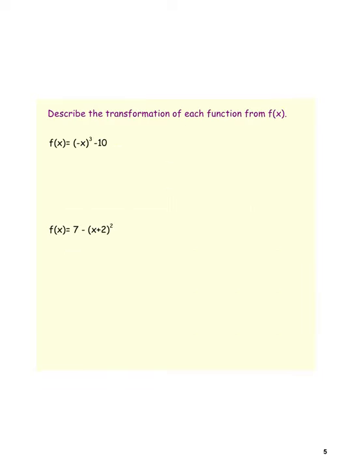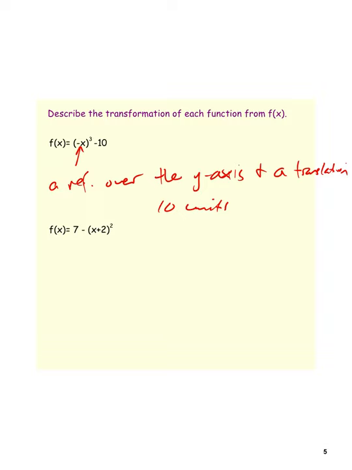So, describing transformations here, as we look at these, we've got a negative on the inside, and a negative on the inside is a reflection over the y-axis. You could use the chart to help you for now. This is followed by, or either way, a translation 10 units down, is what's happening here with this one.